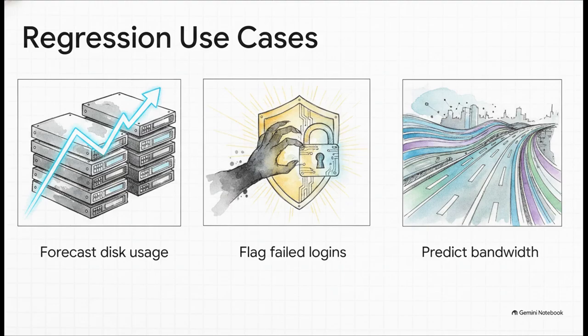Think of regression as your absolute go-to for the everyday stuff: forecasting when a hard drive is going to completely fill up, predicting future bandwidth consumption, or figuring out a binary outcome, like is this specific login attempt totally normal, or is it super suspicious? It's incredibly efficient, very easy to wrap your head around, and it runs flawlessly on standard hardware.